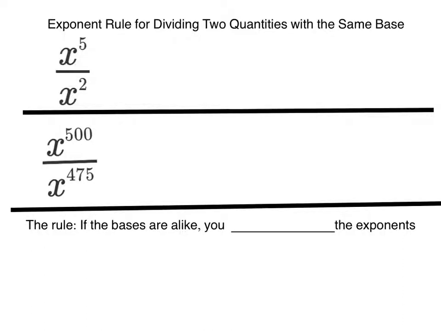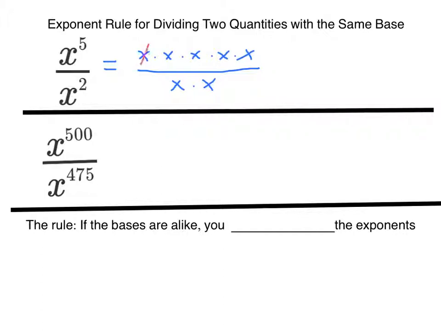Hi, in this video we will discover and then use the exponent rule for dividing two quantities that have the same base. To illustrate, x to the fifth, if you go back to the meaning of what an exponent is, means this. And then x squared means this. If you remember right, when you cancel, you can cancel identical factors on top and bottom.